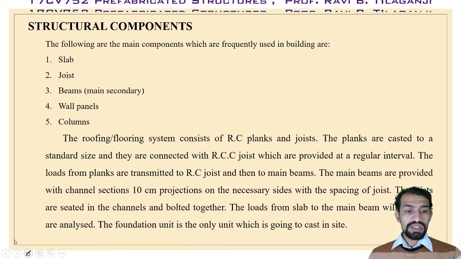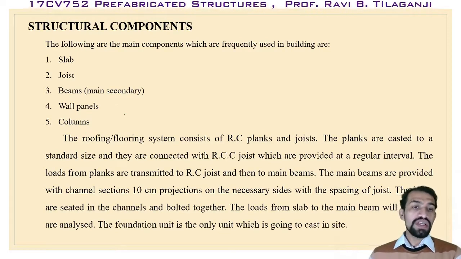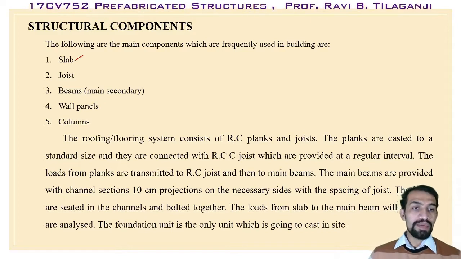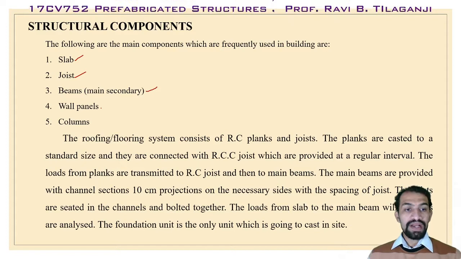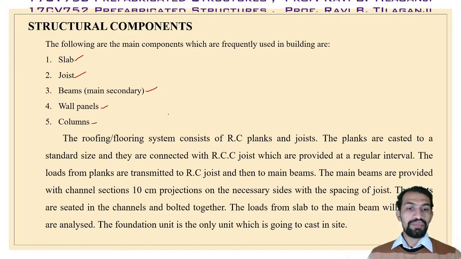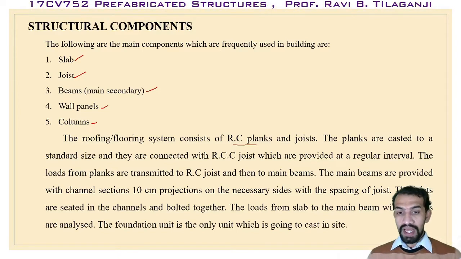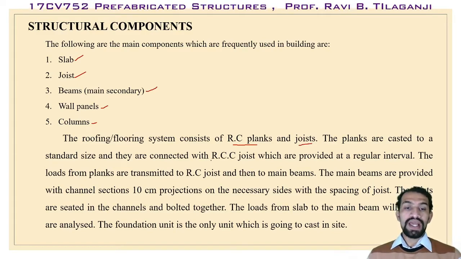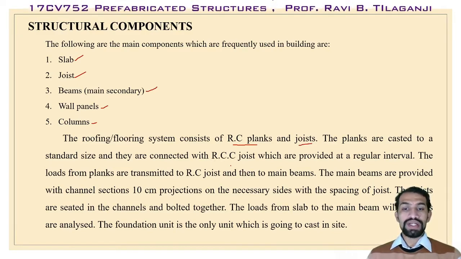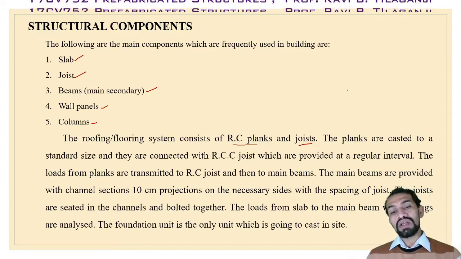These are some structural components. The following are the main components which are frequently used in preparing any building. Slab, joist, beams, main and secondary, wall panels, columns. Roofing or flooring system consists of RC planks, reinforced concrete planks and joists. The planks are cast to a standard size and they are connected with RCC joists, which are provided at regular intervals. What are RCC joists?